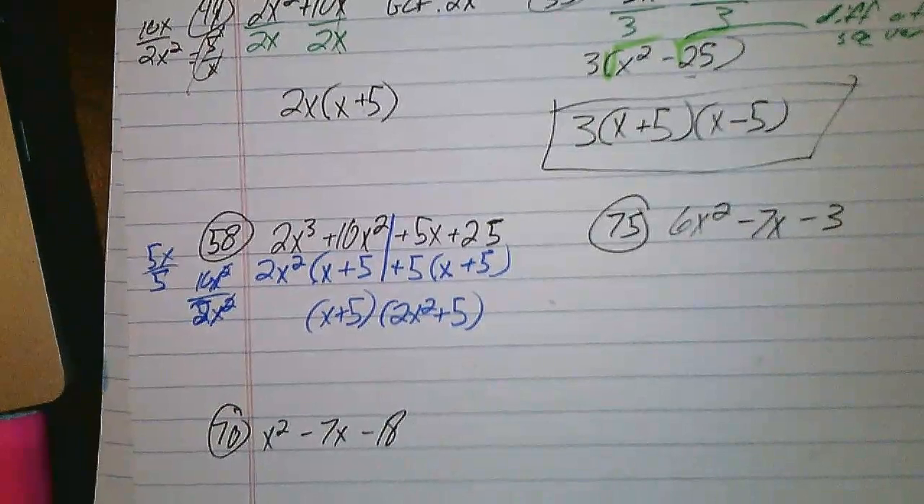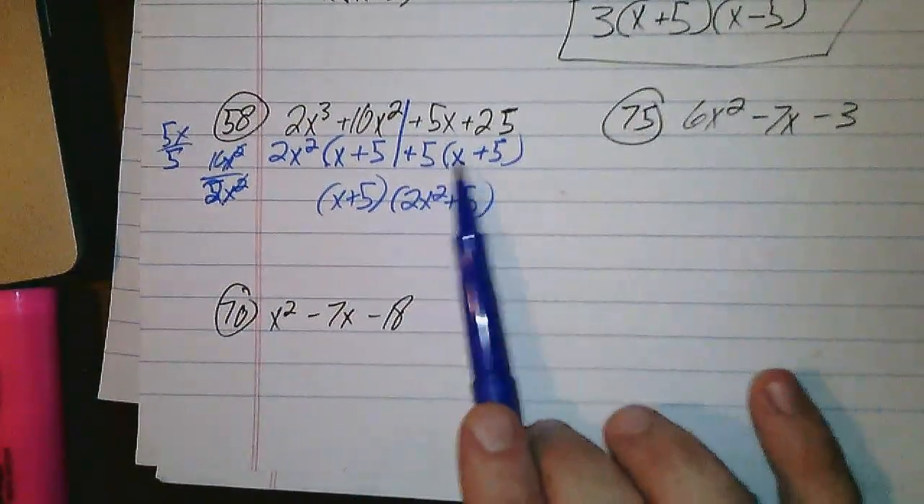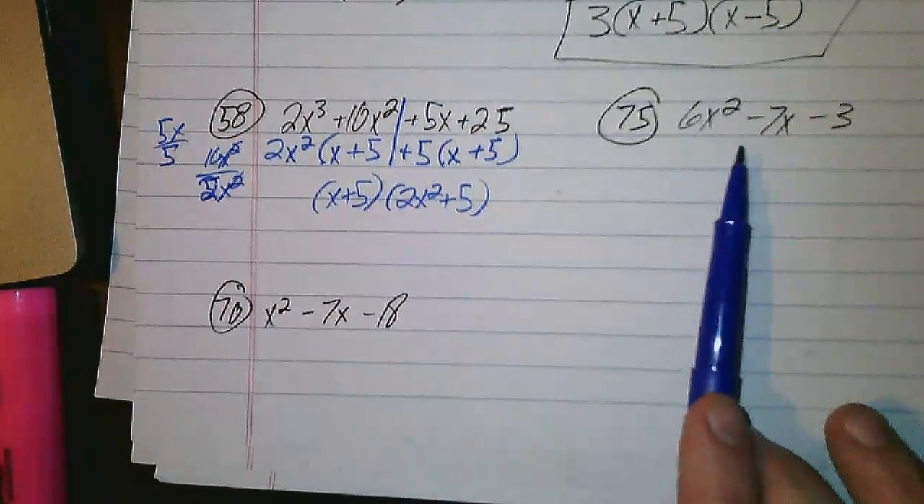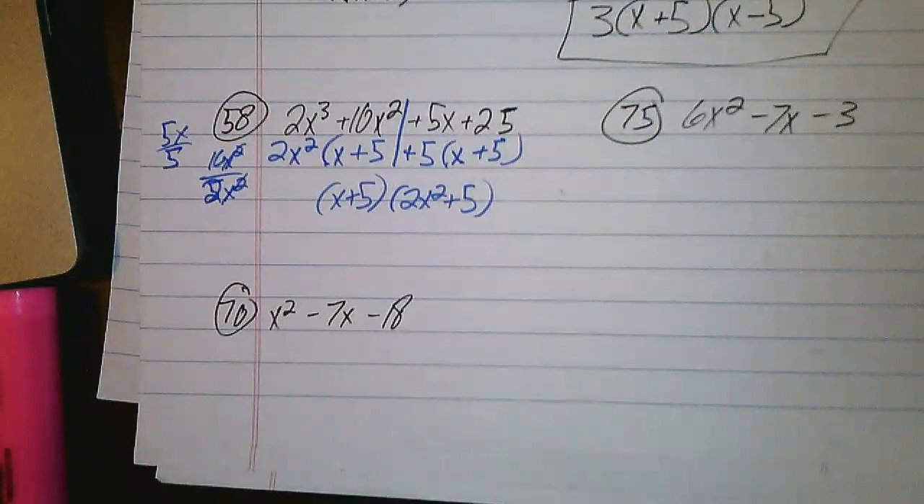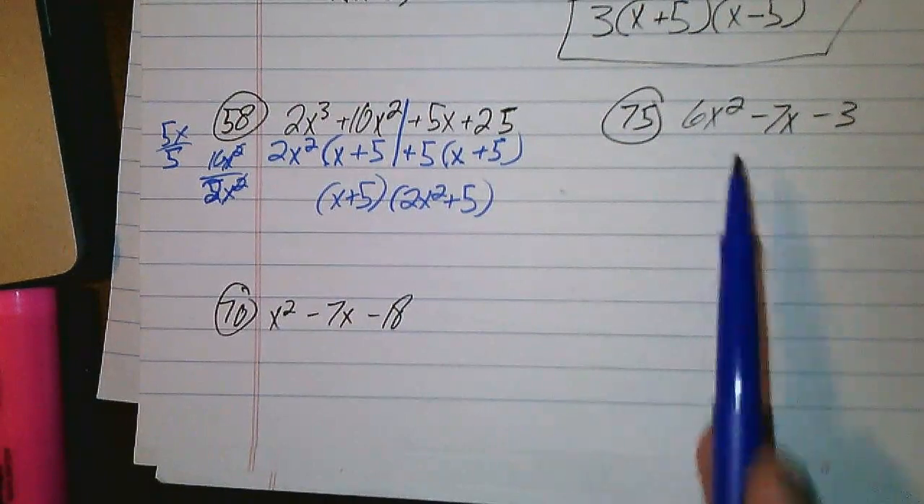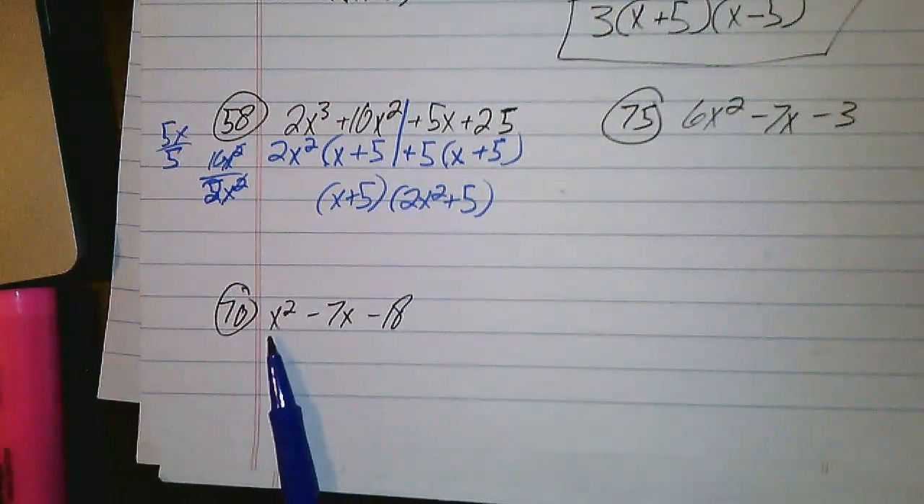Factor by grouping. We have to use factor by grouping as part of the A times C method for a problem like 75, where the leading coefficient is greater than 1, and we can't just factor it out. But I want to show that we can also use factor by grouping for a problem like this.